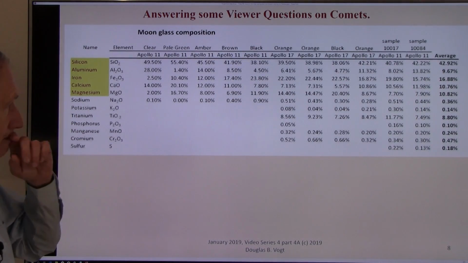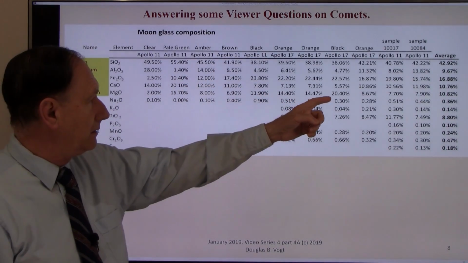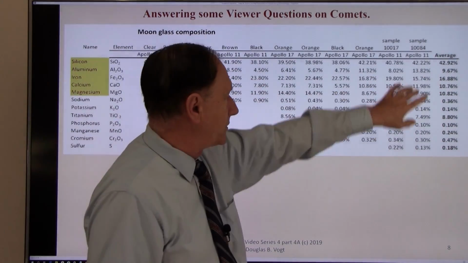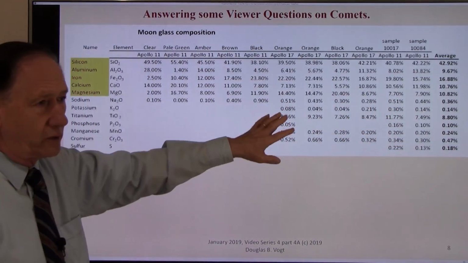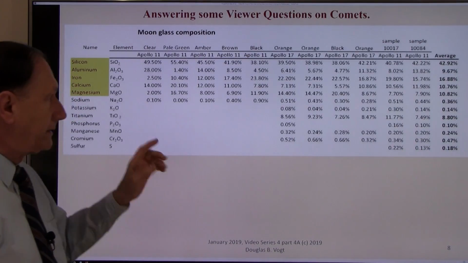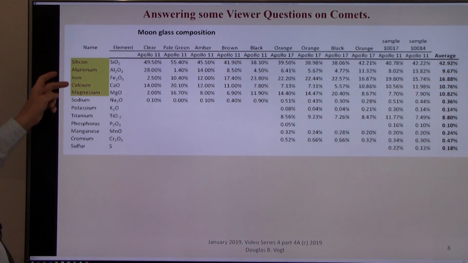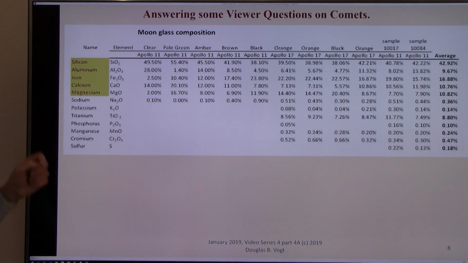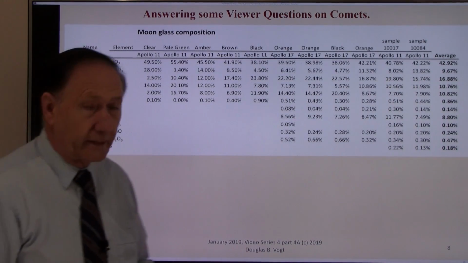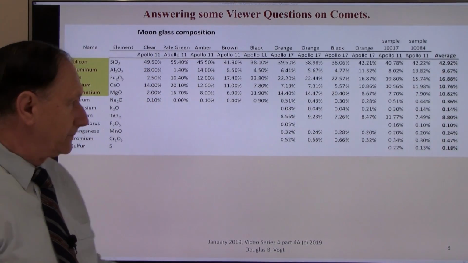Okay, this is the chemical composition from Apollo 11, 17, and here's two more samples from 11. These are from the journal articles. I also have from Apollo 12 also. It was all the same. This is the average over here. These are the main ingredients: silicon, aluminum, iron, calcium, magnesium, but also found sodium, potassium, titanium, phosphorus, manganese, chromium, and sulfur. They also found gold on that comet too, but not enough to go mine, so forget it.